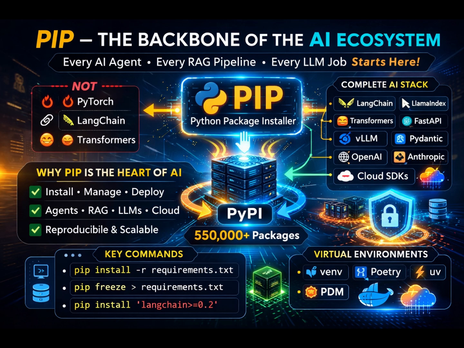Every AI agent, every RAG pipeline, every LLM fine-tuning job has one invisible foundation, and that foundation is not PyTorch, not LangChain, not even Transformers. It is pip, the Python package installer. The entire modern AI stack is downloaded from one place, PyPI, with more than 550,000 packages.